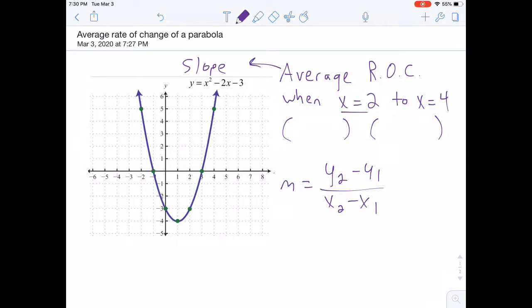Well, they gave us that x was equal to 2 and x was equal to 4, but I still need points. So what I'm going to do is look at my graph for when x is equal to 2 and for when x is equal to 4.